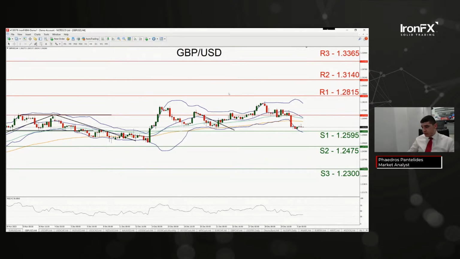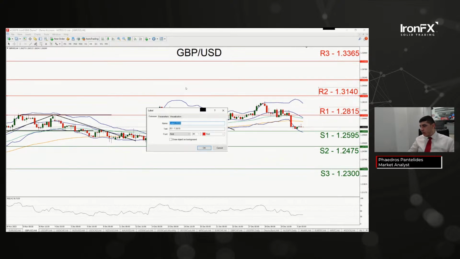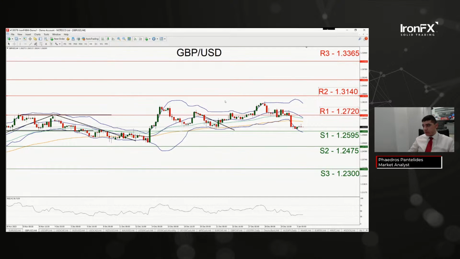From a fundamental point of view, the financial releases tend to support a bearish outlook as well. RSI is not at 30, but still fairly close at 36. So it's below 40, implying also a bearish market sentiment for cable. R1, 1.2720, then R2, 1.2870. So for our bearish outlook to continue, we would like to see a clear break below S1, perhaps aiming for S2 as well.